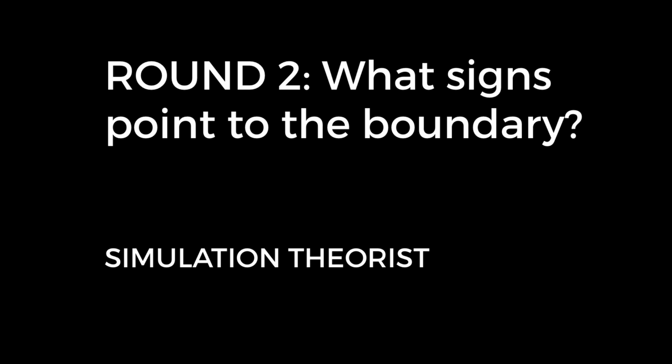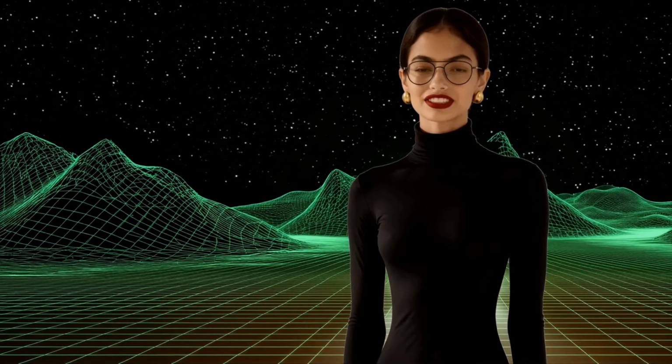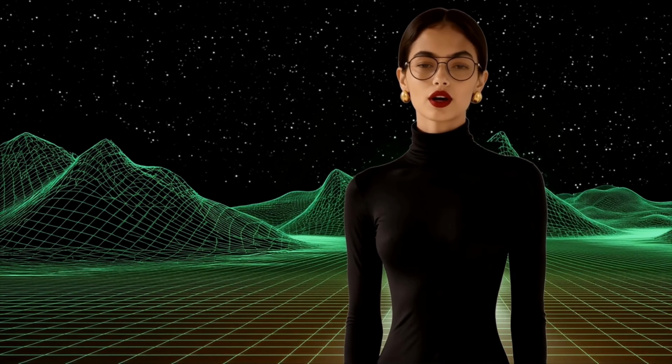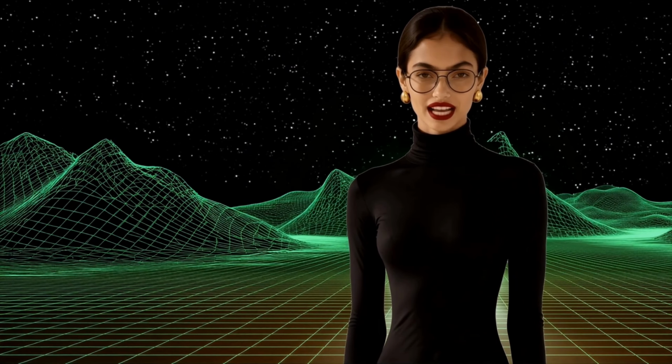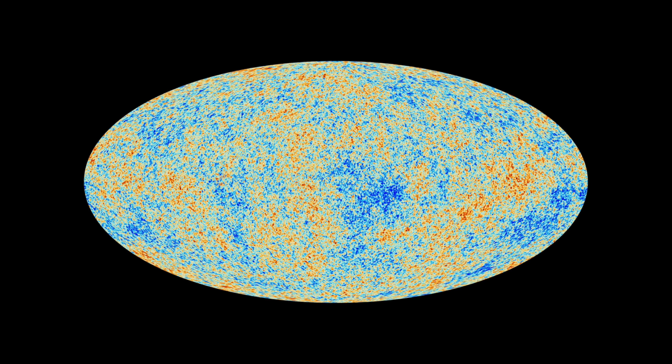Round 2. What signs point to the boundary? Theorist: 3 types of signs. The first are artifacts in the cosmic microwave background. This is a photograph of the universe 380,000 years after the Big Bang. If the simulation uses a discrete grid, we will see patterns. Experiments are underway right now.